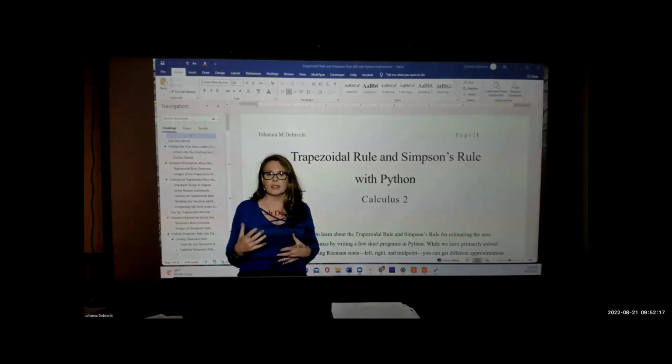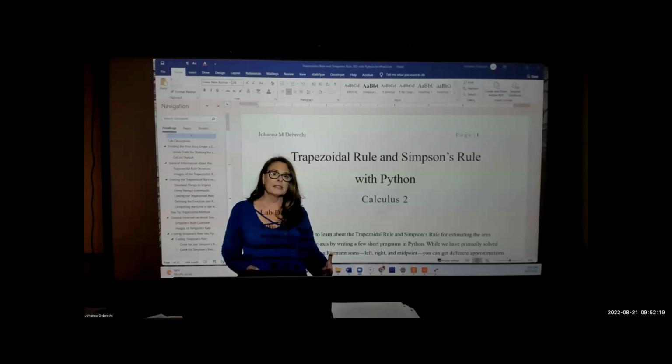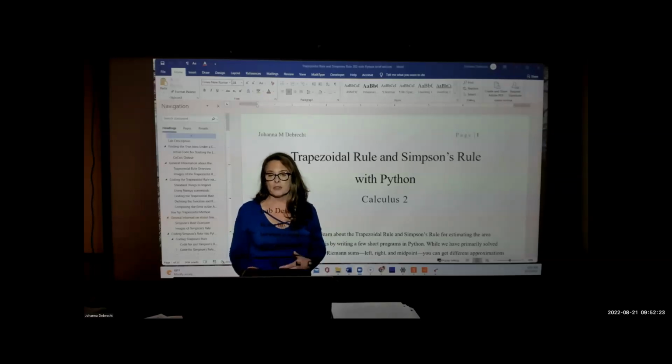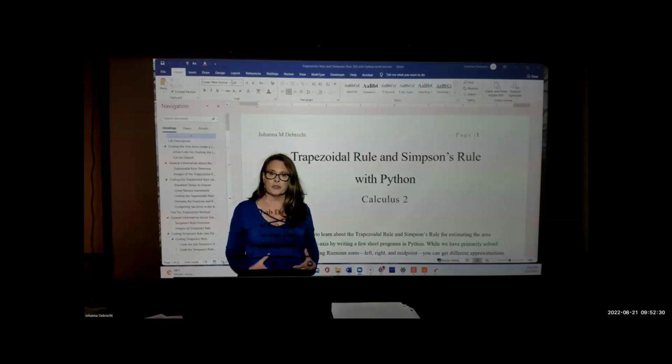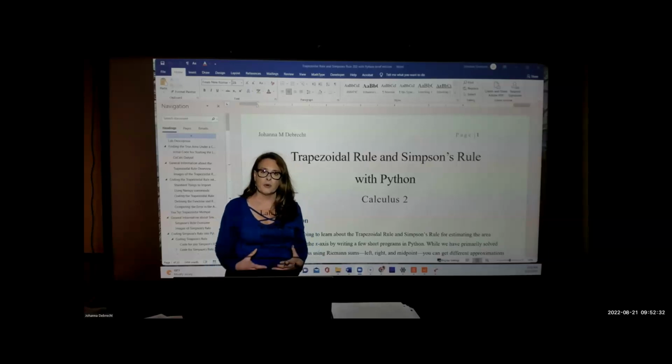These would be the methods of the left Riemann sum, right Riemann sum, midpoint Riemann sum, the trapezoidal rule, and Simpson's rule. In this particular video, we're going to take a closer look at the trapezoidal rule and Simpson's rule, but using a Python program.